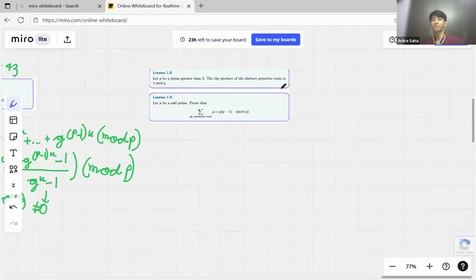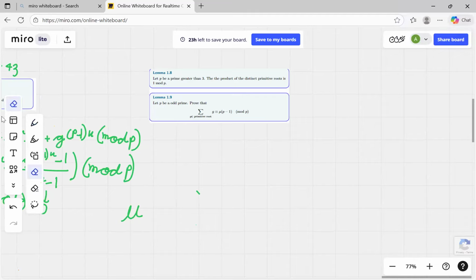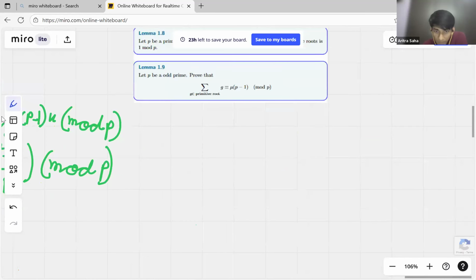Prove that the product of primitive roots is 1 mod p and the sum of primitive roots is mu of p minus 1 mod p. Do you know what mu, the Mobius function, is? Yes. Wait, can you tell me? Okay, you define mu of n like this: if n is not square free, then mu of n is just 0.